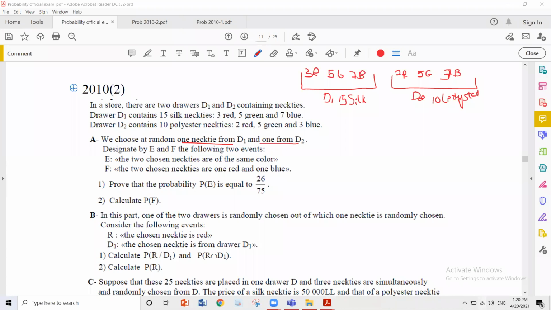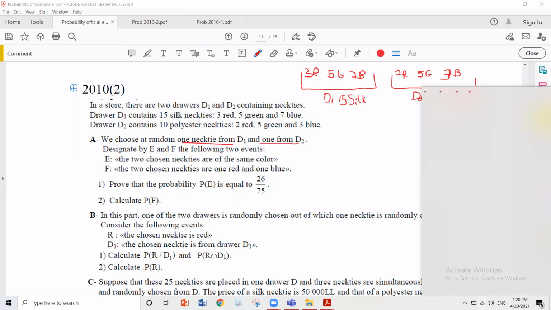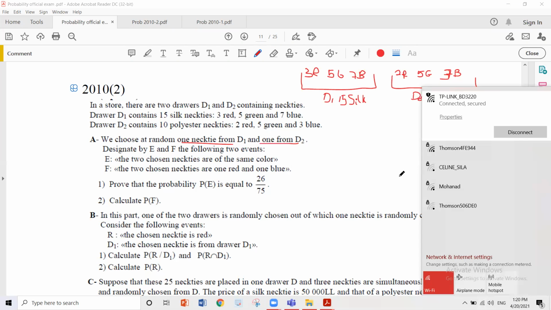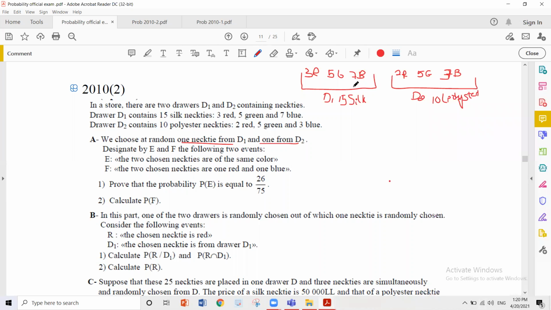So we choose one necktie from each drawer. Okay, designate by E and F the following events. E: the two chosen neckties are of the same color. F: the two chosen neckties are one red, one blue. Prove that the probability of E equals this one.